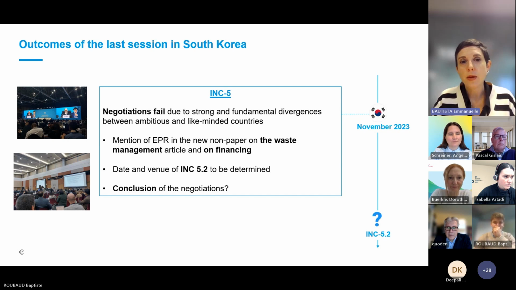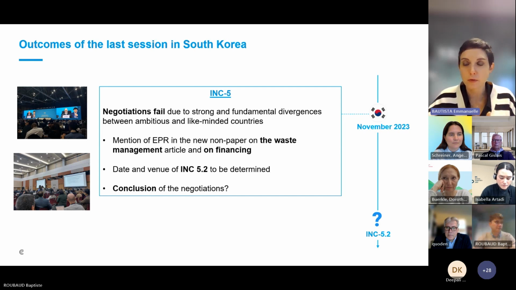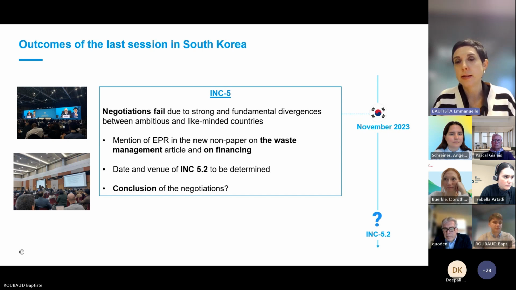So regarding EPR, we have again continued our work to explain and to discuss with the different stakeholders, states, observers, and NGOs. And now after this round of negotiation, we have a new Chair's non-paper which will be the base of the further discussions, and EPR is mentioned in two articles, in the article on waste management and in the article on financing.